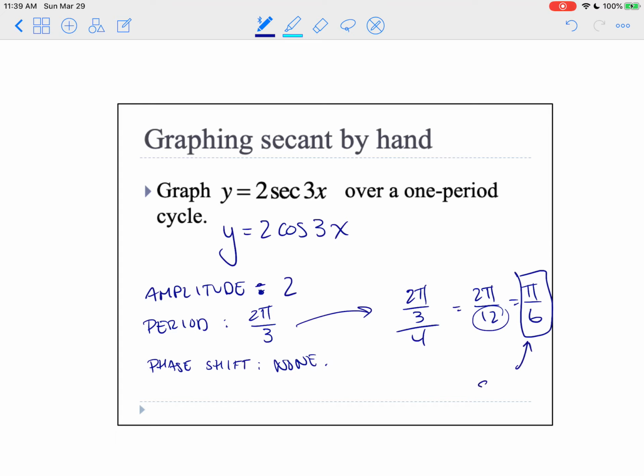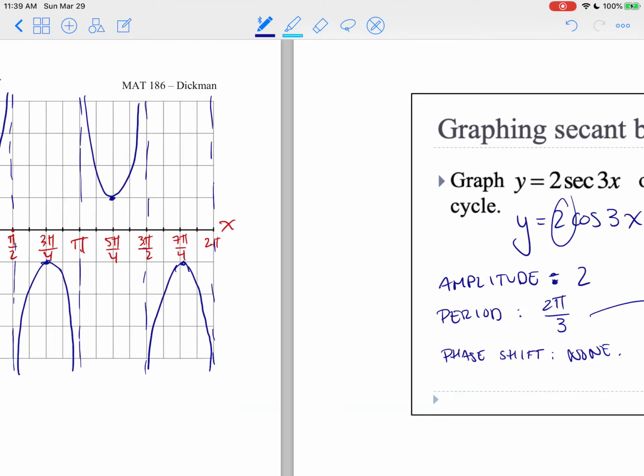But in this case, here's my scale. This is the distance between my key points. And since that's my scale, it makes things a lot easier. We're going up 0, down 0, up 0, down 0. In this case, since it's cosine, we're starting at 1, so we're up, or we're starting at 2 because of the amplitude, and then going 0, -2, 0, 2. But let's go ahead and graph this one up.